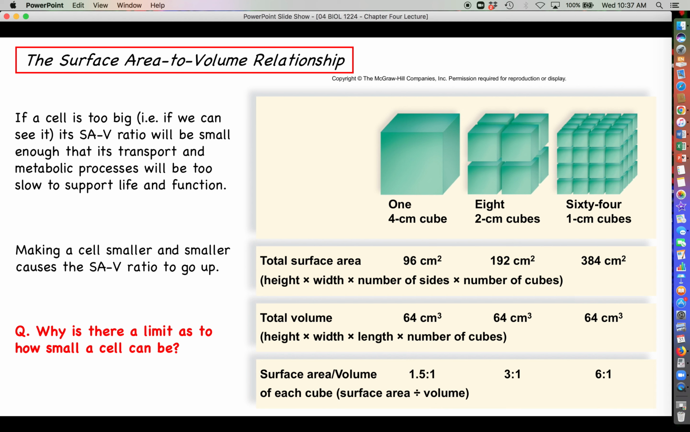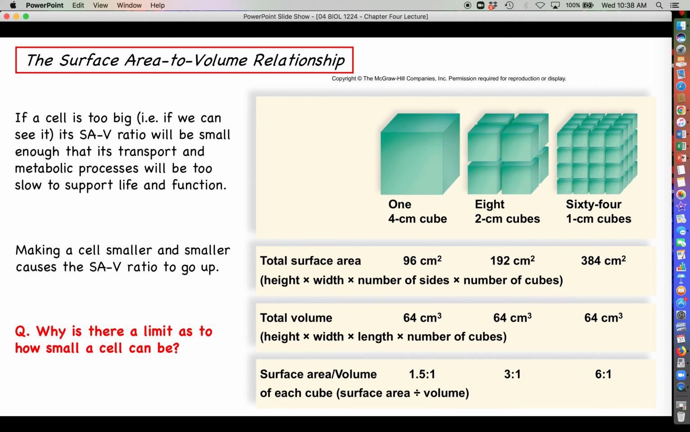So why don't we just make cells extremely, extremely small? Well, think about it. Can you think of why there might be a limit as to how small a cell can actually be? We want cells to be small enough to maximize the surface area to volume ratio, but we can't make them so small that they can't contain all of the molecules that are necessary for life, like DNA and proteins and things like that.